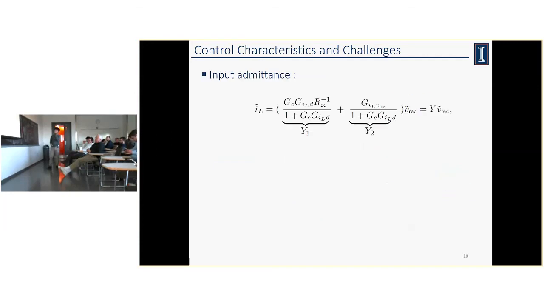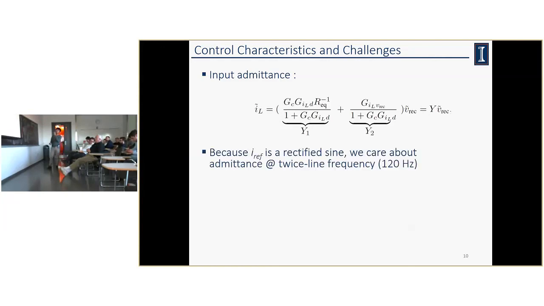So we can write it based on this: GC is the current loop compensator, and GID is the control-to-inductor-current transfer function. So we can derive the input impedance of the PFC. Because the reference current is a rectified sine, and the line frequency is 60 hertz, the rectified sine is 120 hertz. So we want the impedance to be resistive at 120 hertz, and maybe at even higher frequencies, because a rectified sine contains harmonics.